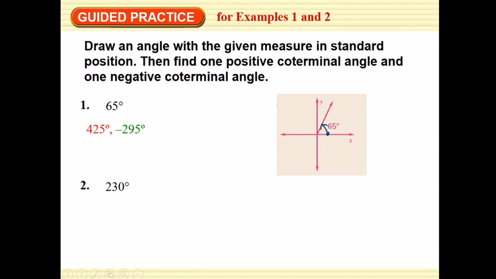Alright, next guided practice, 230 degrees. If I were to plot that, it's positive, so it's going to go past that 180 degree mark, and it's going to go 50 degrees past that. So that's 230. And then the coterminal angles would be 590 and negative 130. If you kept adding or subtracting 360, your degree measurements for the coterminal angles might be different. That does not mean that they are incorrect. Alright, 300 degrees.